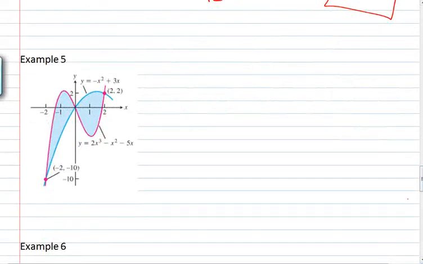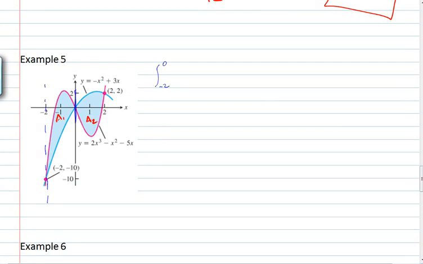Example 5. We have what, 10 minutes? We can do this. The instructions here are to find the area between the two curves. First of all, how many integrals will I have to set up? 2, because I have area 1 and area 2. Area 1 is going to be integrated from -2 to 0. Right? Because those are your bounds.